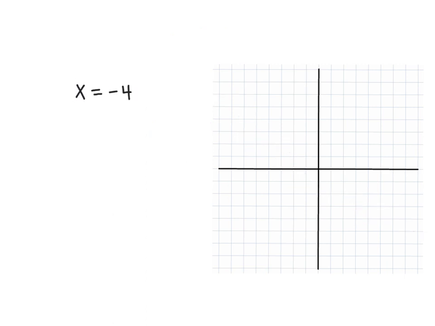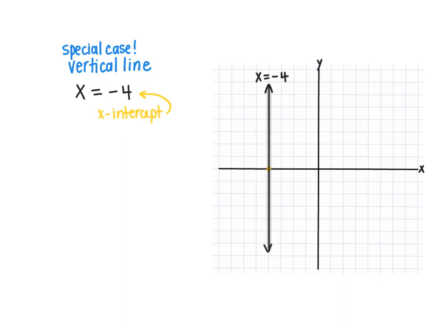When we find an equation in the form x equals, we know that we're dealing with a vertical line. This is one of our special case lines. The negative 4 tells us where the vertical line will cross the x-axis. So we'll plot a point at negative 4 and we'll draw a vertical line through it.